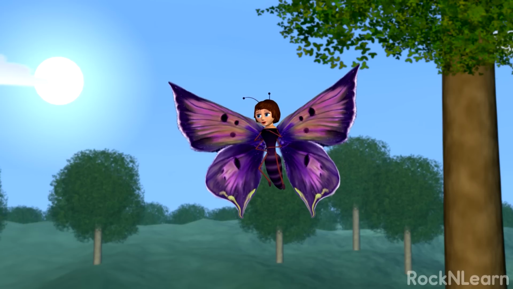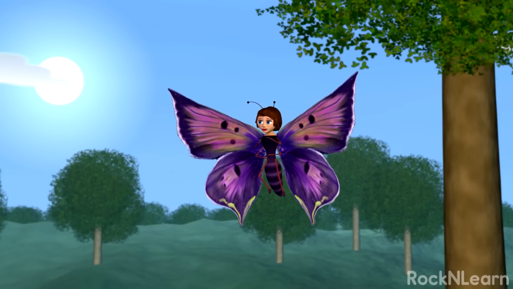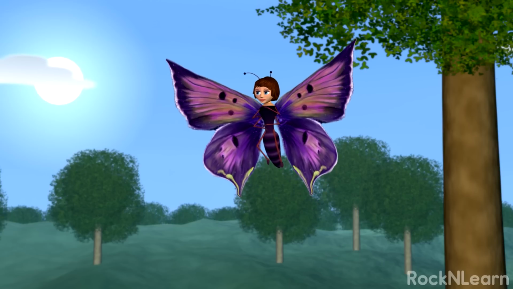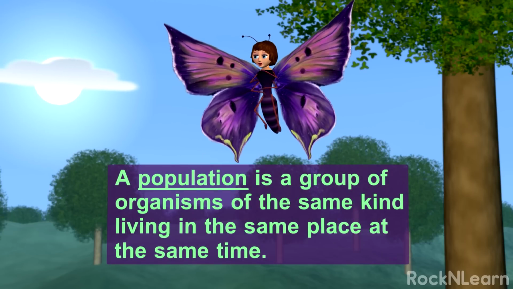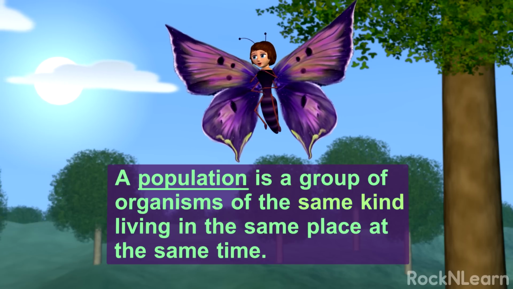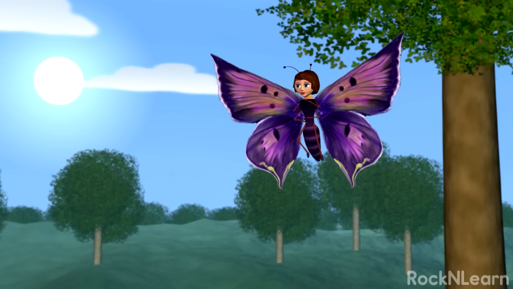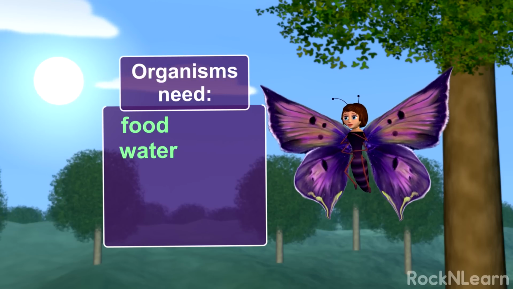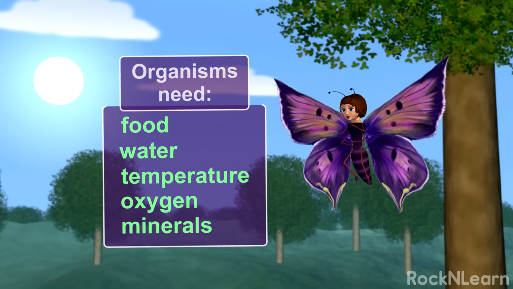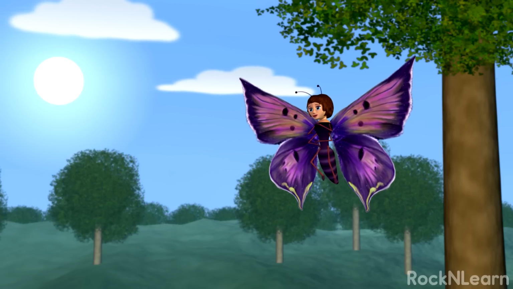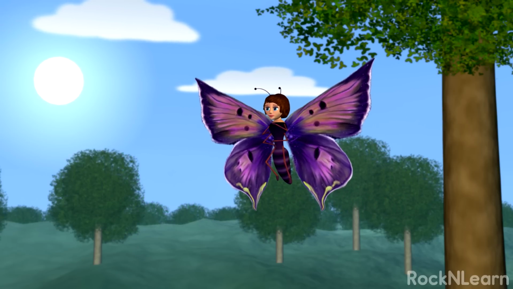Within each ecosystem, there are habitats, which may also vary in size. A habitat is the place where a population lives. A population is a group of organisms of the same kind living in the same place at the same time. The habitat must supply the needs of the organisms, such as food, water, temperature, oxygen, and minerals. If the population's needs are not met, it will try to move to a better habitat.